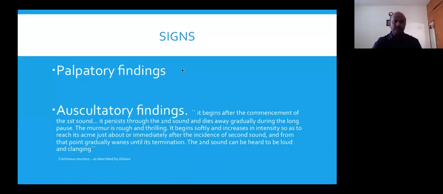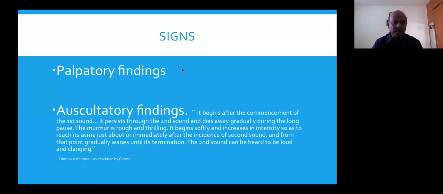Okay, so basically the effects of a large left to right shunt, continuous murmur. And if you look at the auscultatory finding, you can sometimes, on palpatory findings, feel a systolic thrill if it's a restrictive ductus. But if it's a moderate shunt, you do not have major palpatory findings. You're not able to feel the thrill.